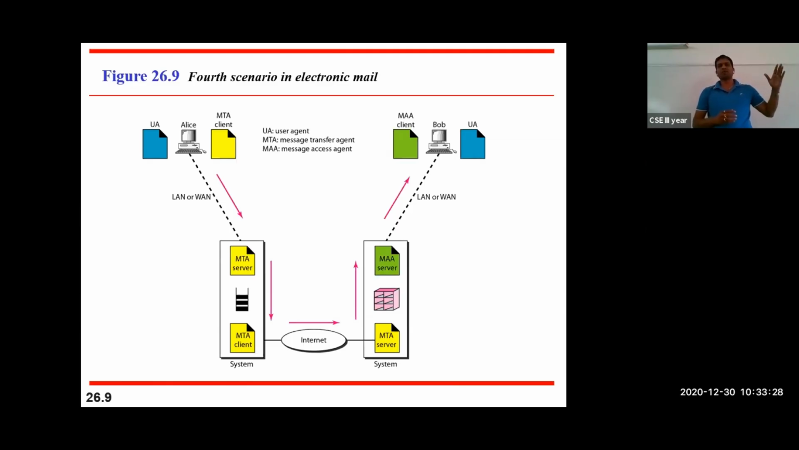The agent before was the mail transfer agent. Now the agent is the mail access agent. Manoj will now need a user agent and a mail access agent. The mail access agent will pull it from the server to the local client. Then Manoj will see his inbox, with a list of mails that he has received. The UA, the user agent, is displaying the mails.